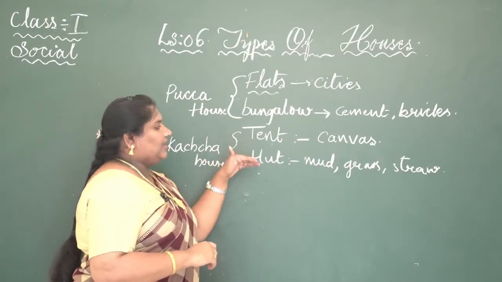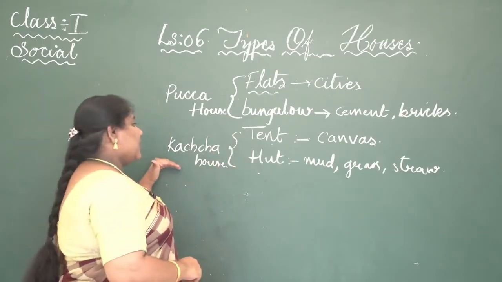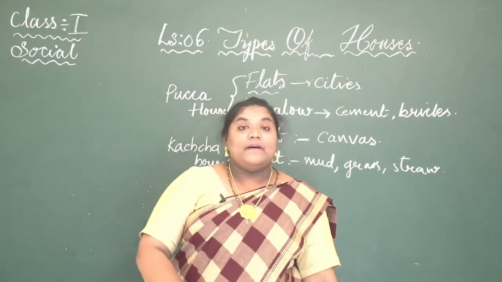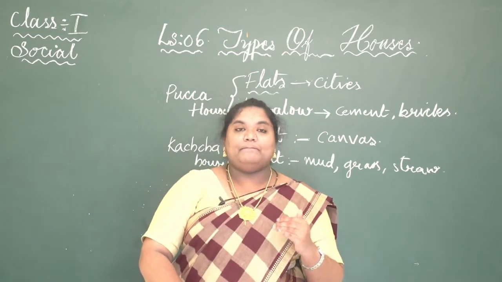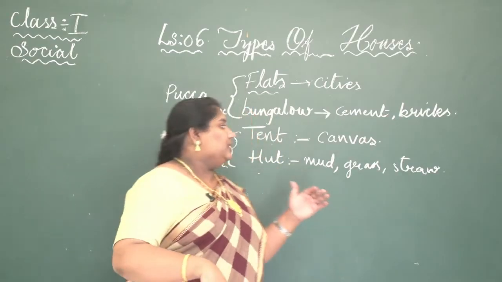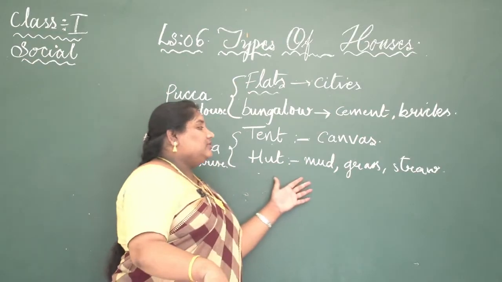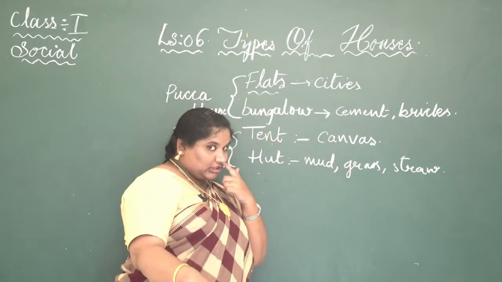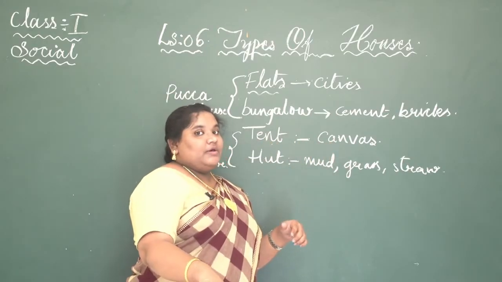Whereas this tent and hut, what are they called? They are called kacha houses. Some houses are built of mud, straw and bamboo. So these houses are built with mud, straw, bamboo and canvas, where we use a cloth called canvas.